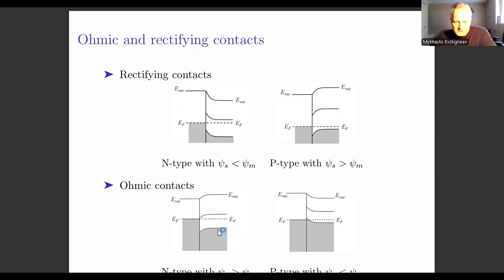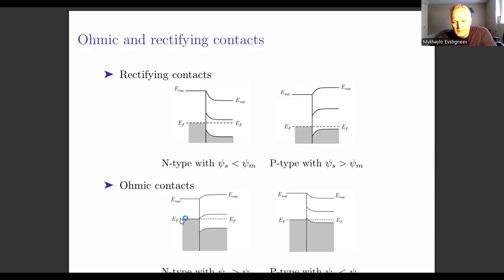Now, in the ohmic contact situation, again, the semiconductor is of n-type, but the work function of the semiconductor is higher than the work function of the metal. If I apply plus to the metal, I am attracting the electrons from the semiconductor. The electrons live in the conduction band, so they will have to go left, left, left. Then they see some sort of a slide. They have to travel downhill, and they make it into the metal.